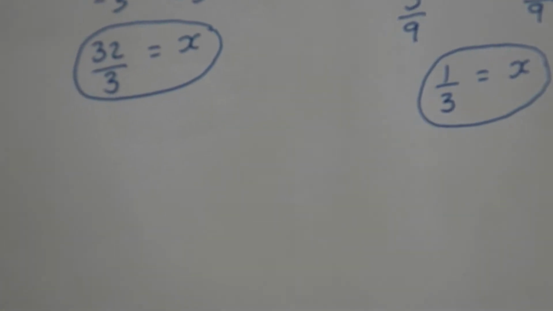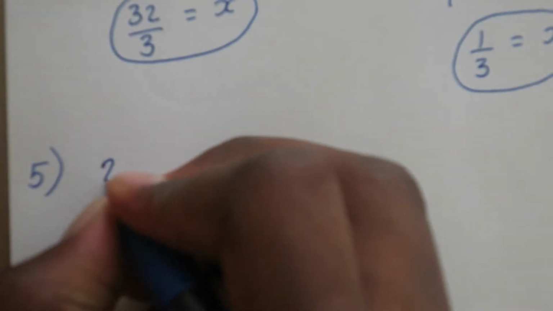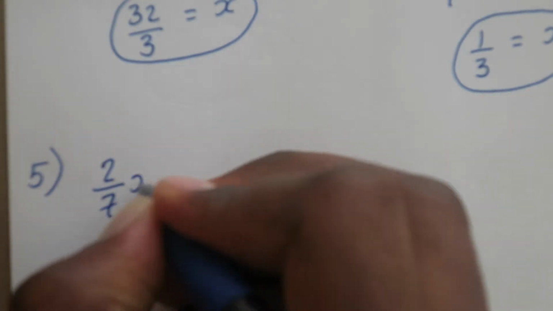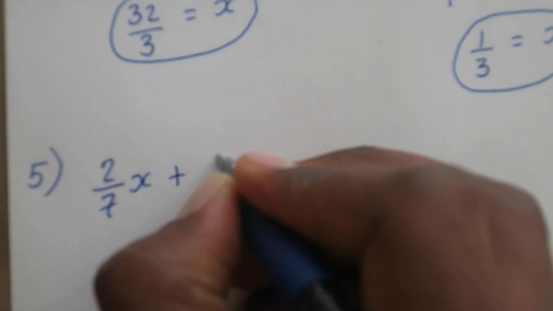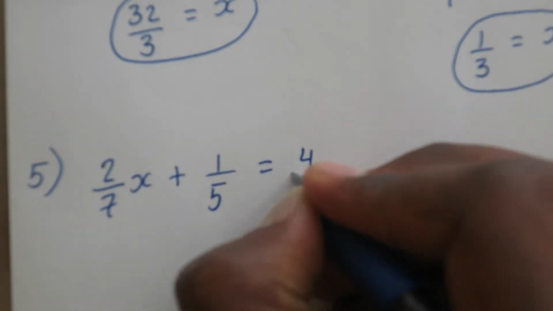Alright, let's look at problem number 5. What if we have fractions? How do we take care of those? So for number 5, we'll look at 2/7 x plus 1/5 equals 4/7.